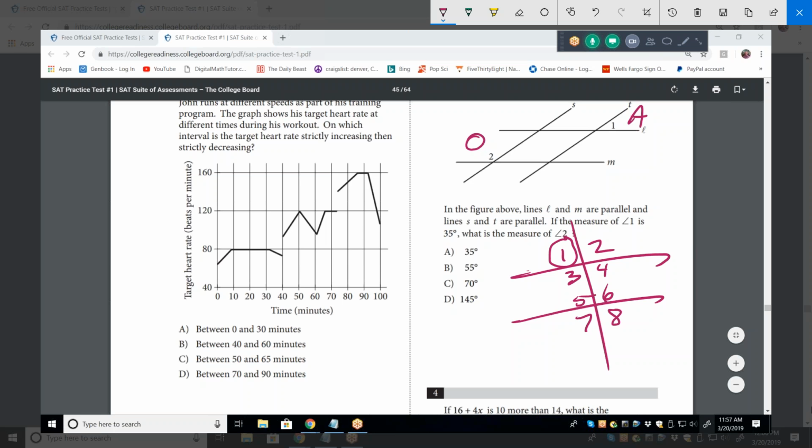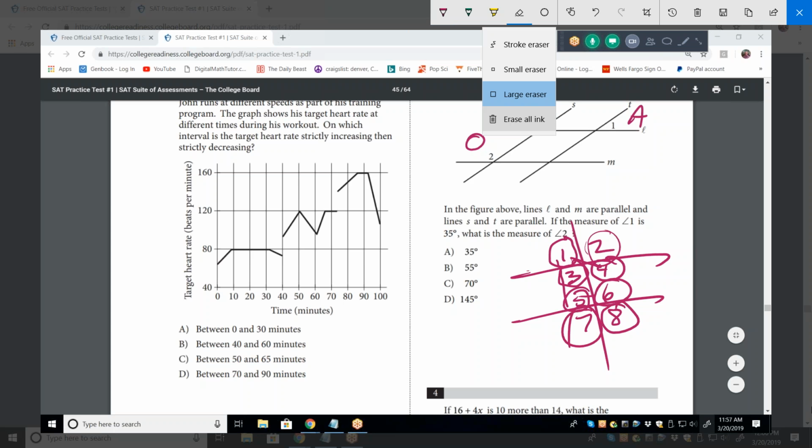What's equal to 1? 4. Okay, what else? 5. Okay, what else? And 8. Good. The vertical angle and the corresponding angles. And then 3 is equal to 6. It's alternate interior. 2 is equal to 7 because it's alternate exterior.